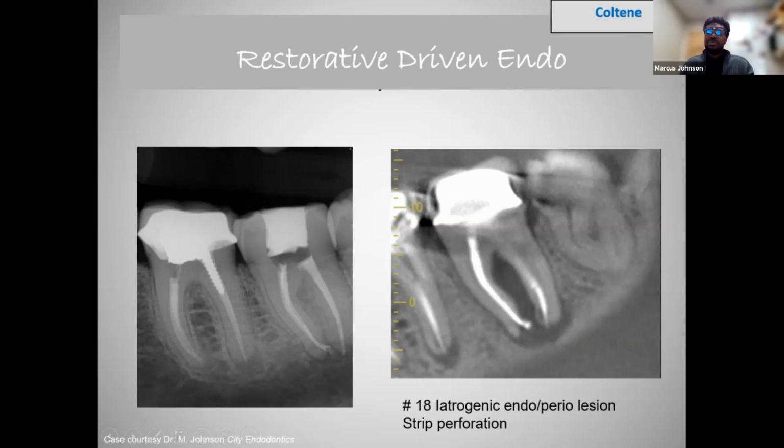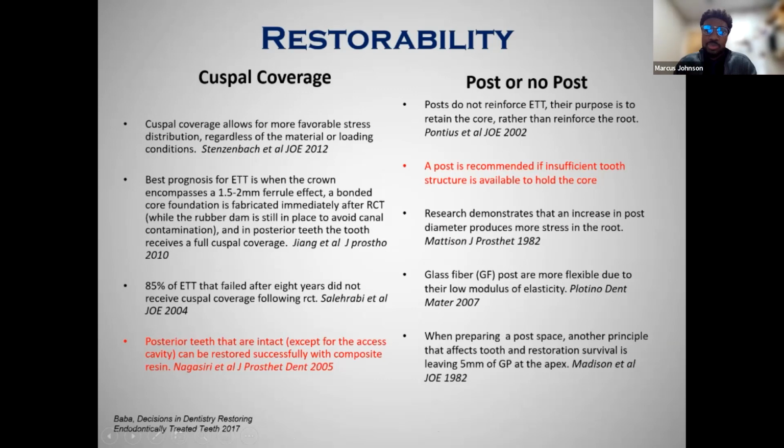And I think that it's benefited me. I've lost some referrals along the way, but at the end of the day, I think we take a consensus. It's all about what's best for the patient. And so we're going to go ahead and discuss the idea of restorability.